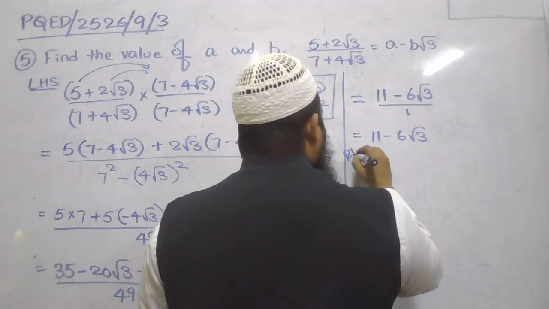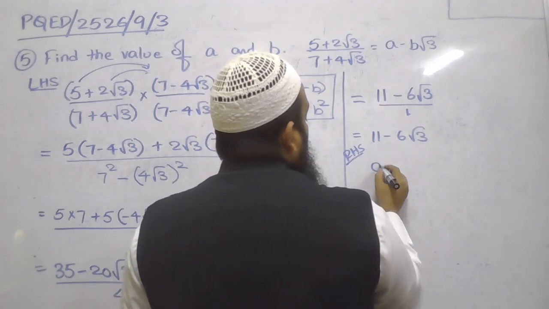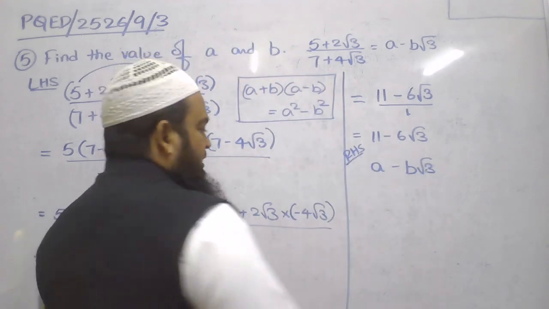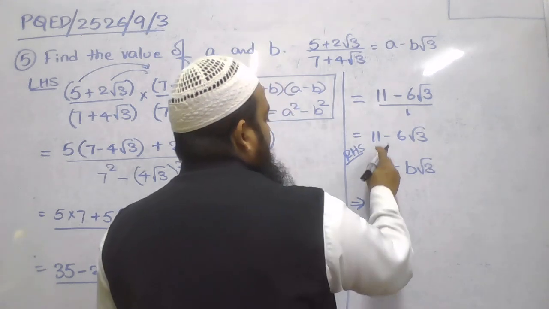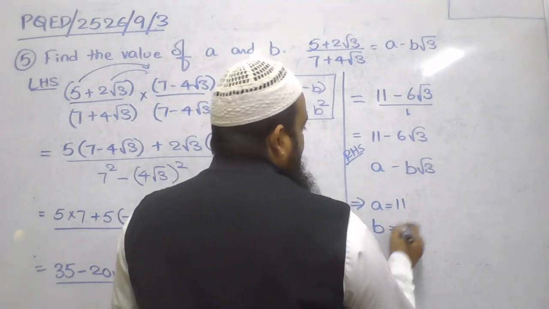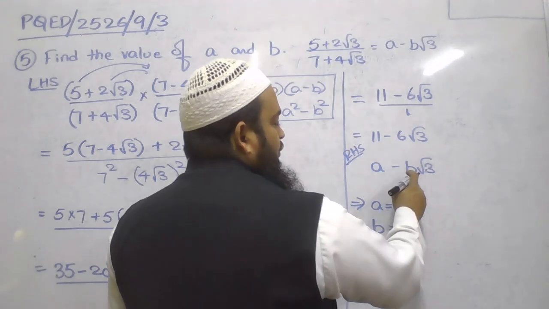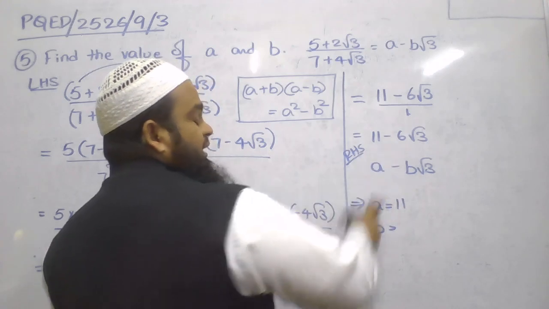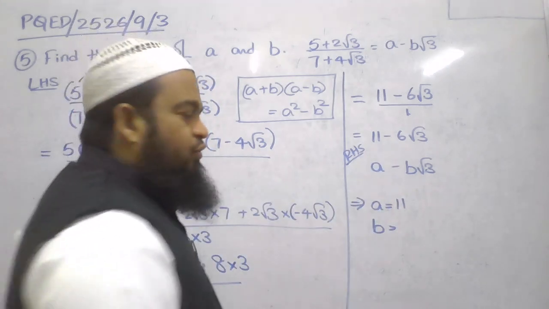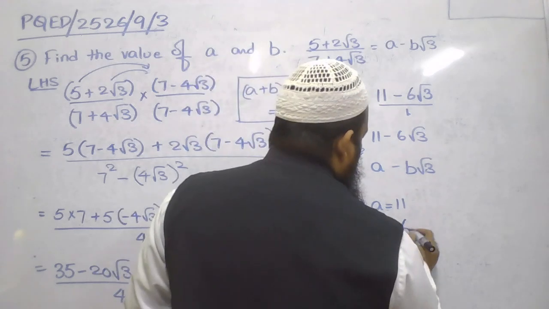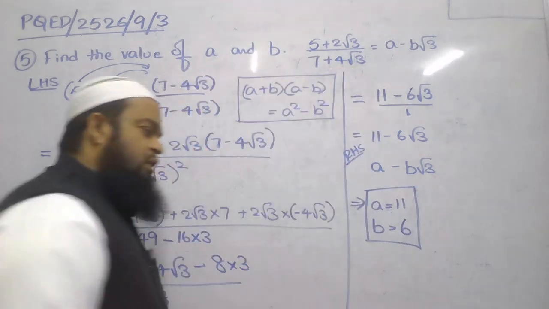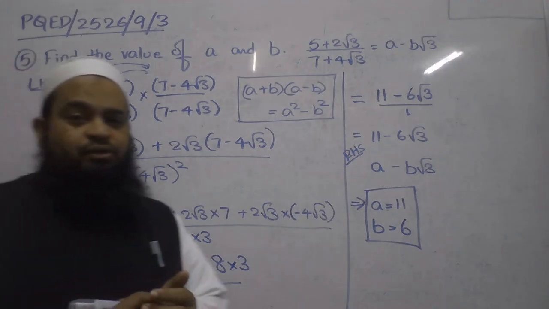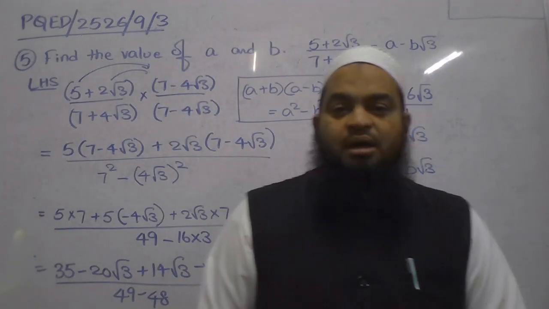And what do you have on the RHS? RHS is A minus B root 3. So when we equate LHS and RHS, that implies A is equal to 11 and what is B? B is the coefficient of root 3, right? So here what is the coefficient of root 3? 6, and both minus signs are matching. Therefore, you will take B as 6. Understood? Sorry, A is equal to 11 and B is equal to 6. So with this, we have completed the question.